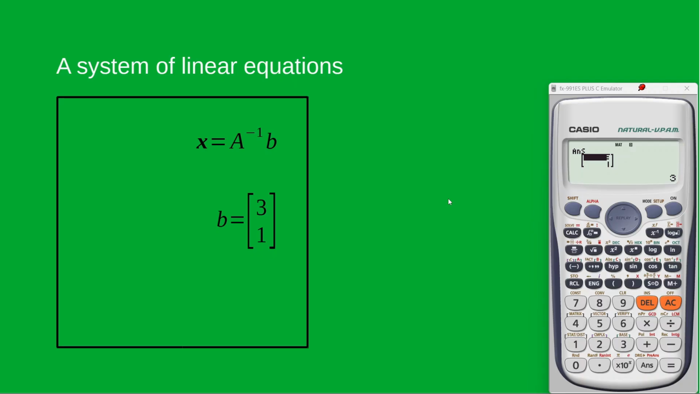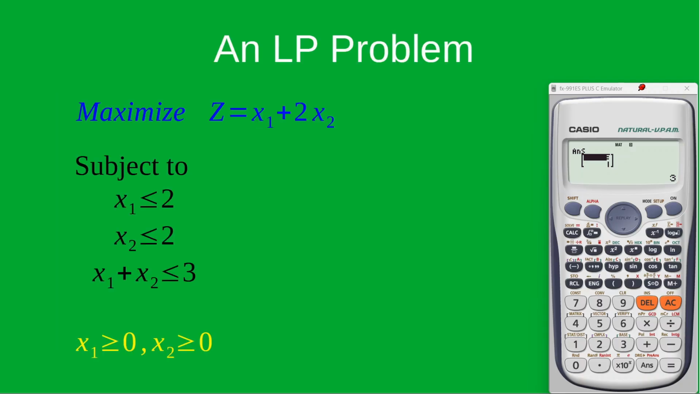Now let's learn how to use whatever we have learned so far about finding the solution for a system of linear equations and matrix multiplication to solve a linear programming problem. The LP problem given to us is z is equal to x1 plus 2x2, subject to the constraints x1 less than equal to 2, x2 less than equal to 2, and x1 plus x2 less than equal to 3. Of course, the solution should be that x1 and x2 both should be greater than 0. That is, neither of the variables can have a negative answer.